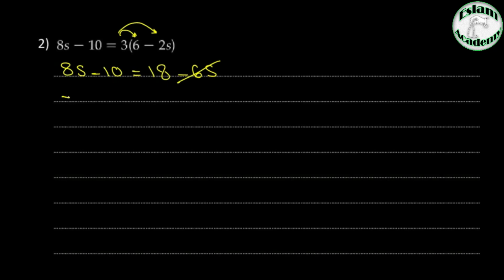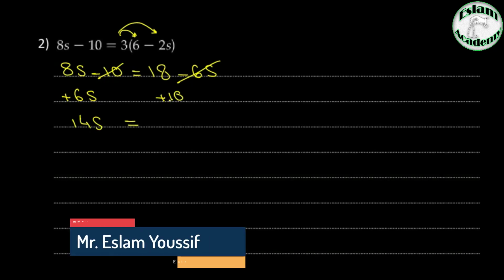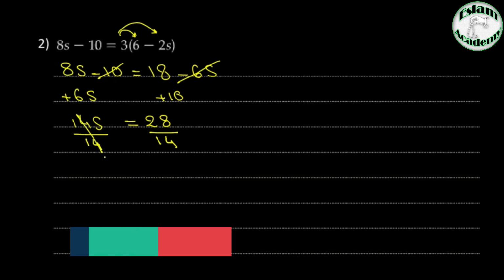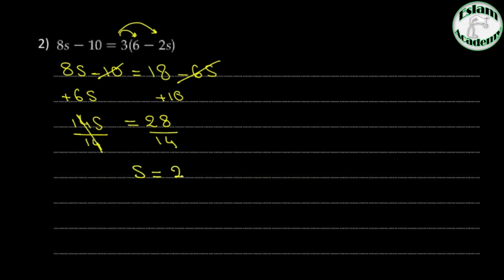By adding 6s and adding 10. 8s plus 6s equals 14s. 18 plus 10 equals 28. Divided by 14. So s is equal to 2.